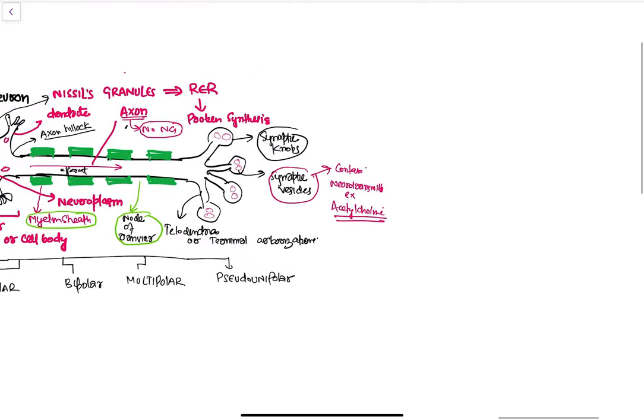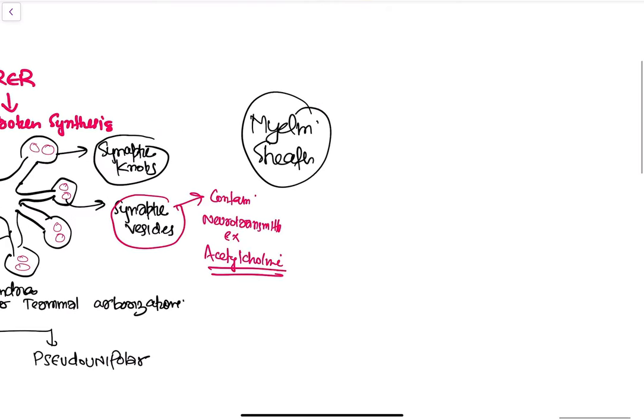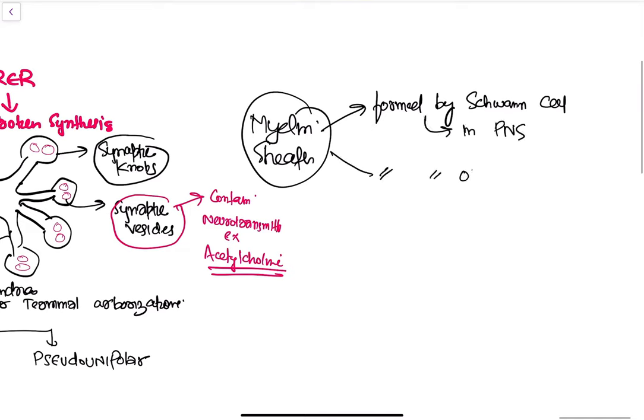Important thing about myelin sheath, a question which has been asked: myelin sheath is formed by two cells. Myelin sheath is formed by Schwann cell in the peripheral nervous system, and it is formed by oligodendrocyte in the central nervous system.